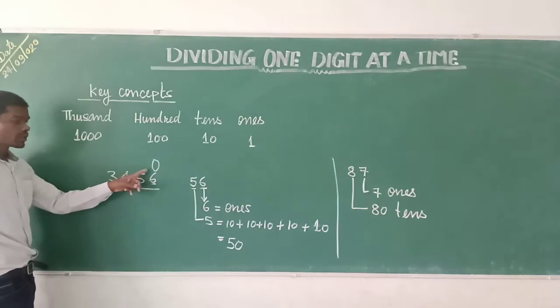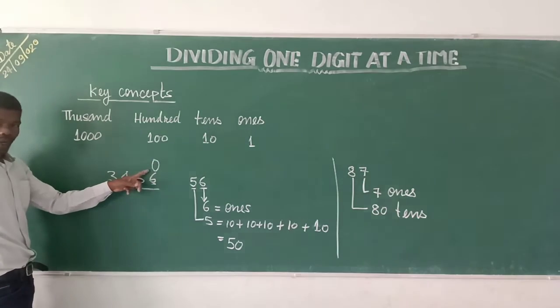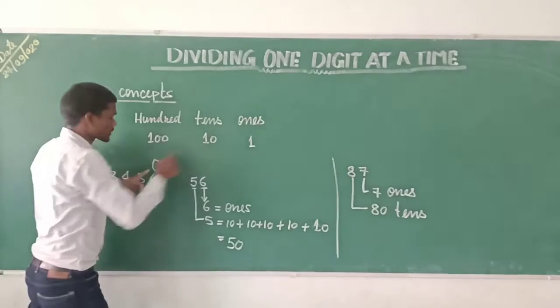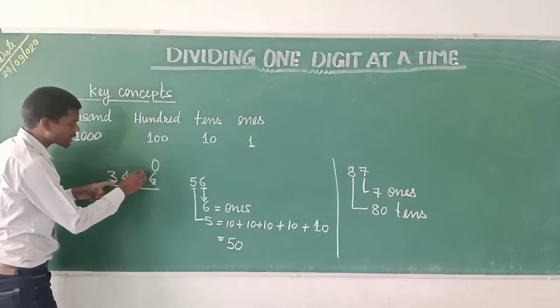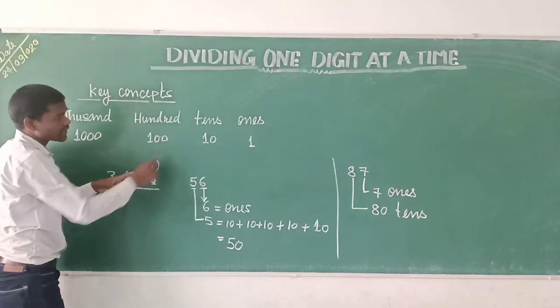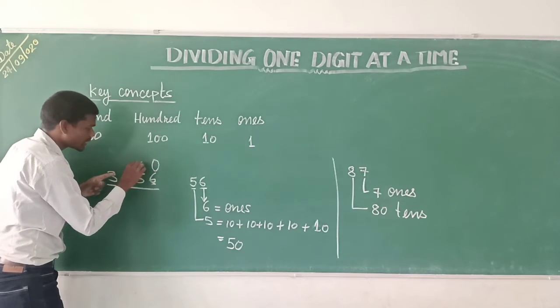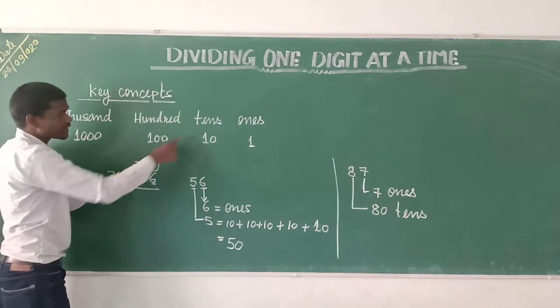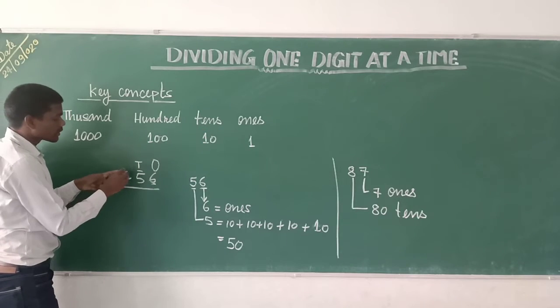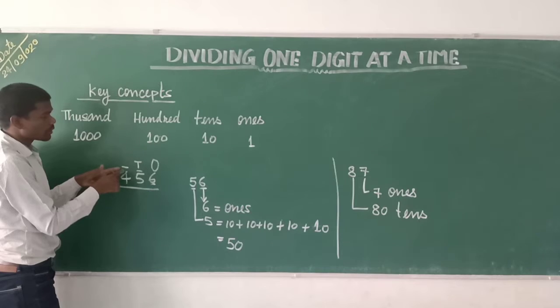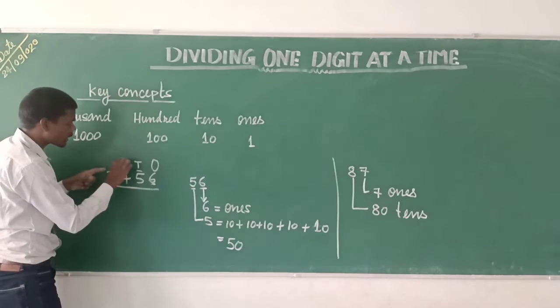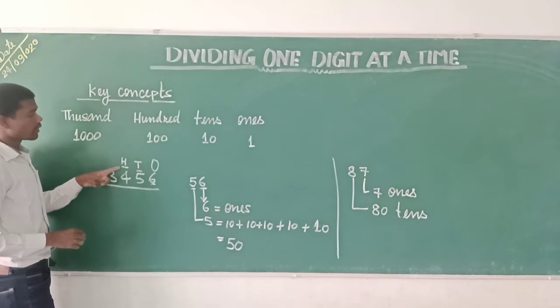Shall we write? Ones. O for ones. O stands for ones. Now second place is tens. So T, shall we put? T stands for tens. And third place stands for 100. So can we write here H.